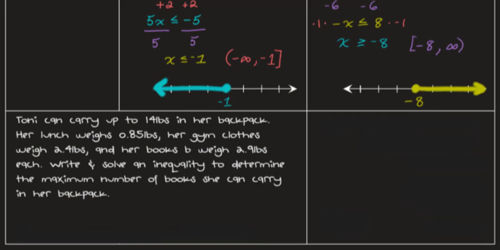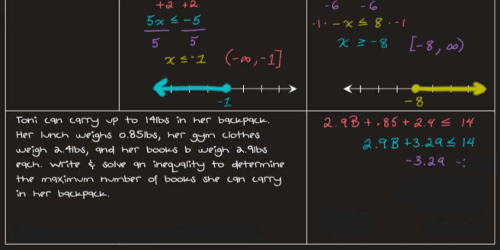Tony can carry up to 14 pounds in her backpack. Her lunch weighs 0.85 pounds, her gym clothes weigh 2.4 pounds, and her books weigh 2.9 pounds each. Write and solve an inequality to determine the maximum number of books she can carry in her backpack. 2.9 times the number of books plus 0.85 for her lunch plus 2.4 for her gym clothes. That amount must be less than or equal to her backpack's weight limit of 14 pounds. Combine like terms. 2.9b plus 3.29 is less than or equal to 14.